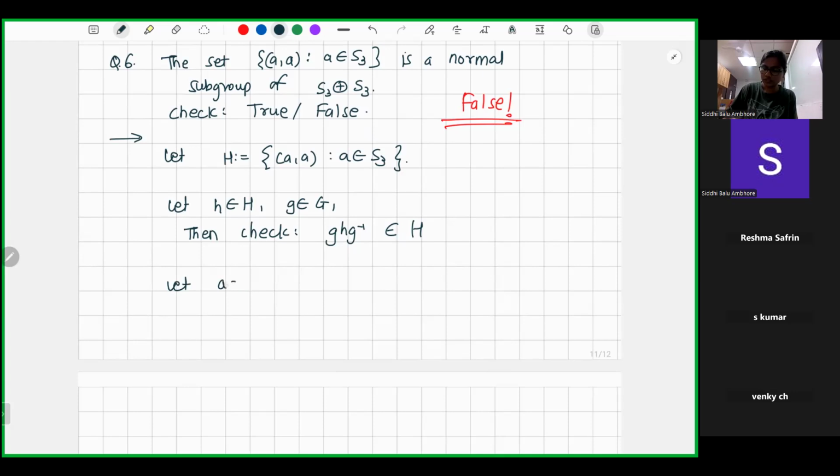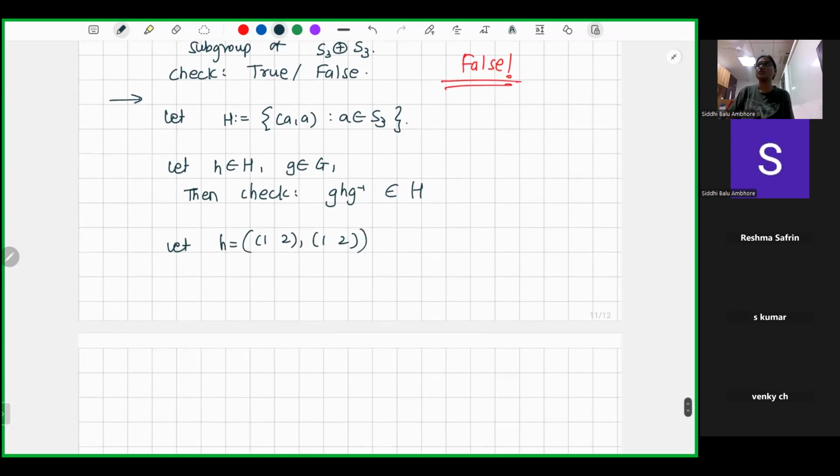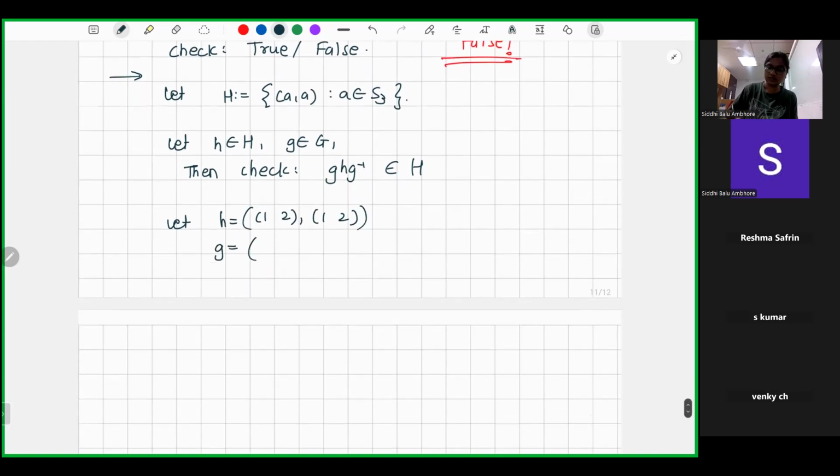Let H be (1 2, 1 2). This is a transposition, and my G is this. See, I want two coordinates to be not equal. So I will choose an element from G such that elements in both the components, or both the coordinates, are different. So let's just choose this as (1 2 3) and this as (1 3).